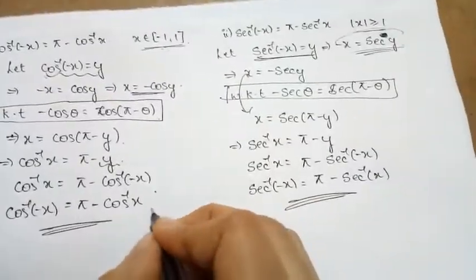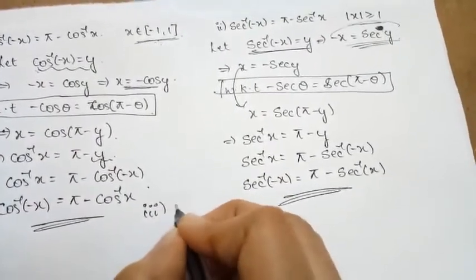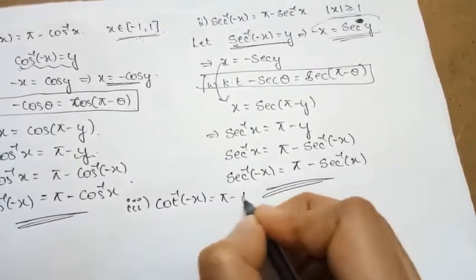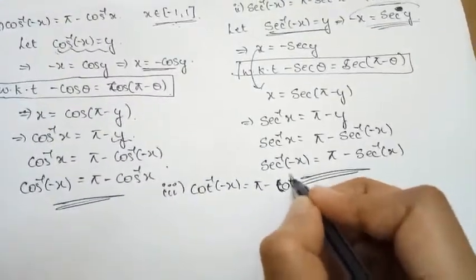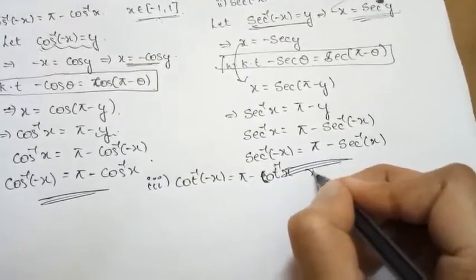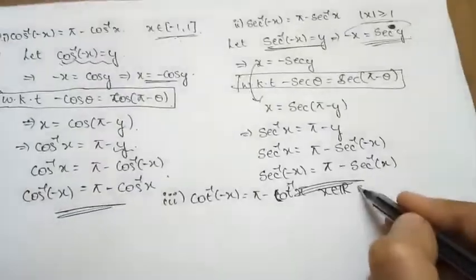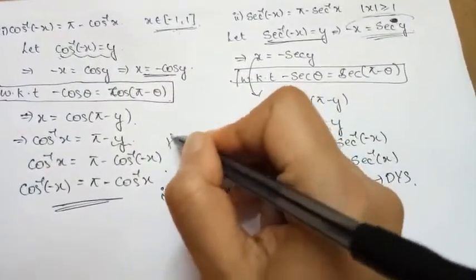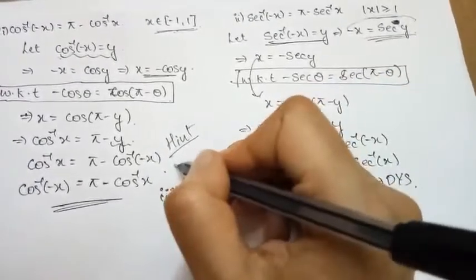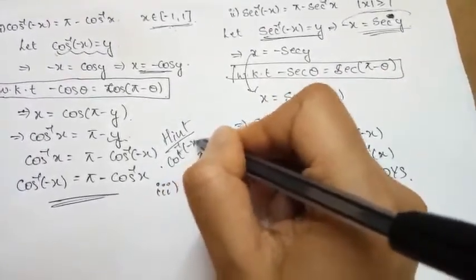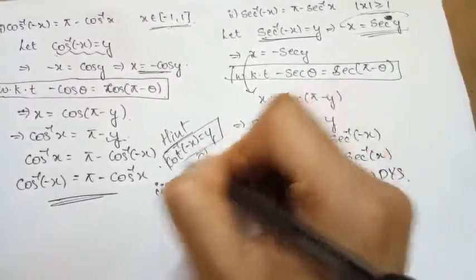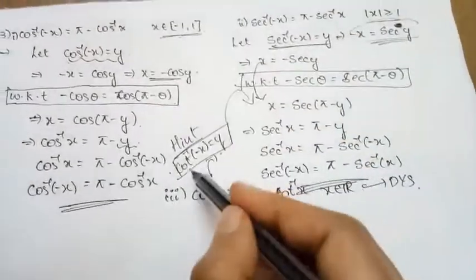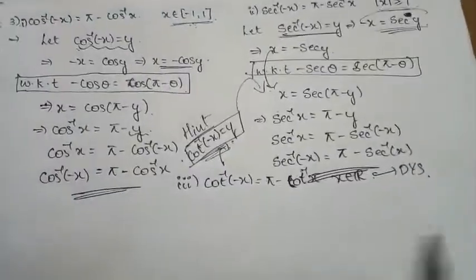Another thing we are having is the third one, that is cot inverse of minus x is equal to pi minus cot inverse of x, when x belongs to the set of real numbers. Try to do it by yourself. Again, the hint I am giving to solve this one is taking cot inverse of minus x is equal to y. Taking cot inverse of minus x is equal to y, we can prove it like this only. So taking this hint, try to do it by yourself.